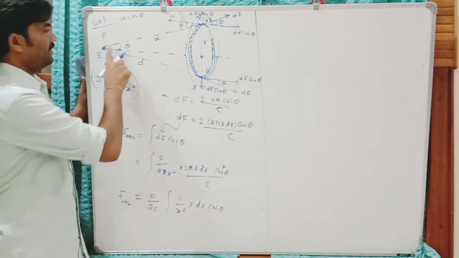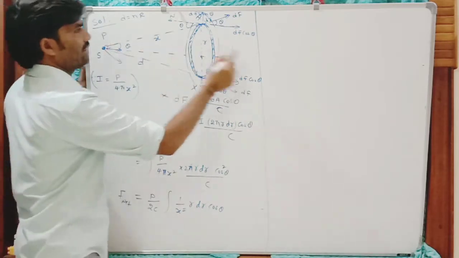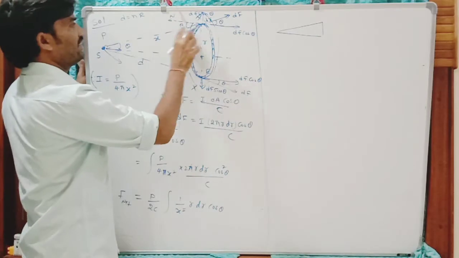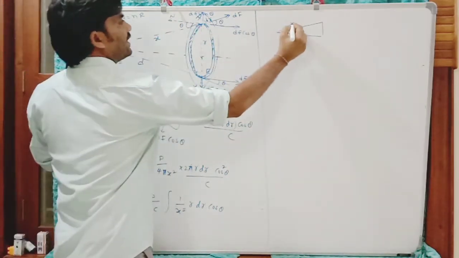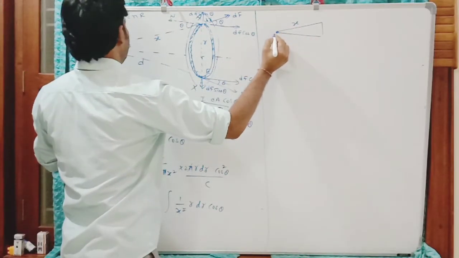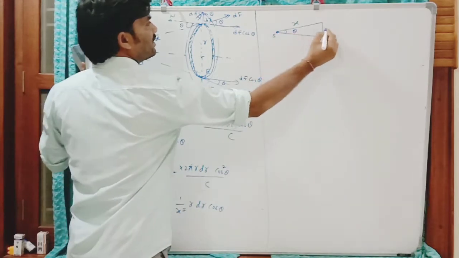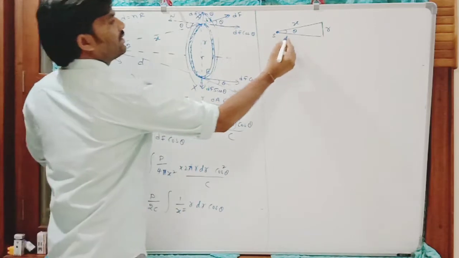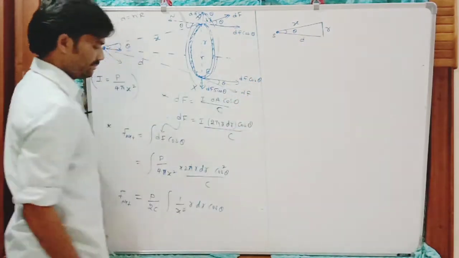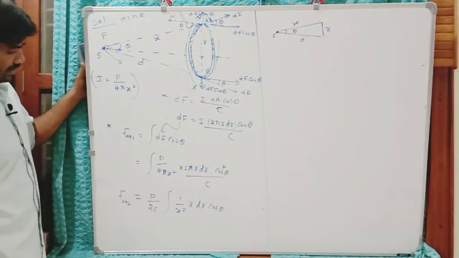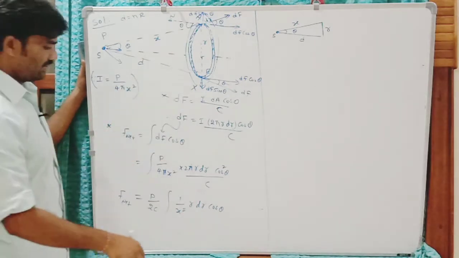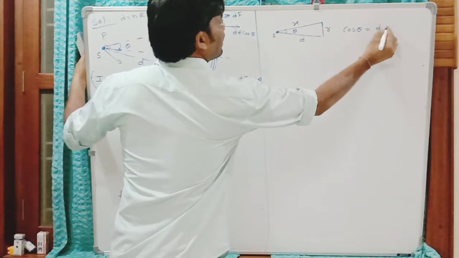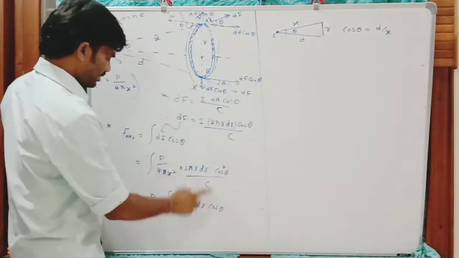So for that, let us choose this right angle triangle. You can see here this right angle triangle. This is x, this is the point S, this angle is theta, this side is r, the radius of the elementary ring. This distance is d. So we can write the required things from that triangle. You can see here cos theta is what? d by x. Substitute cos theta first.